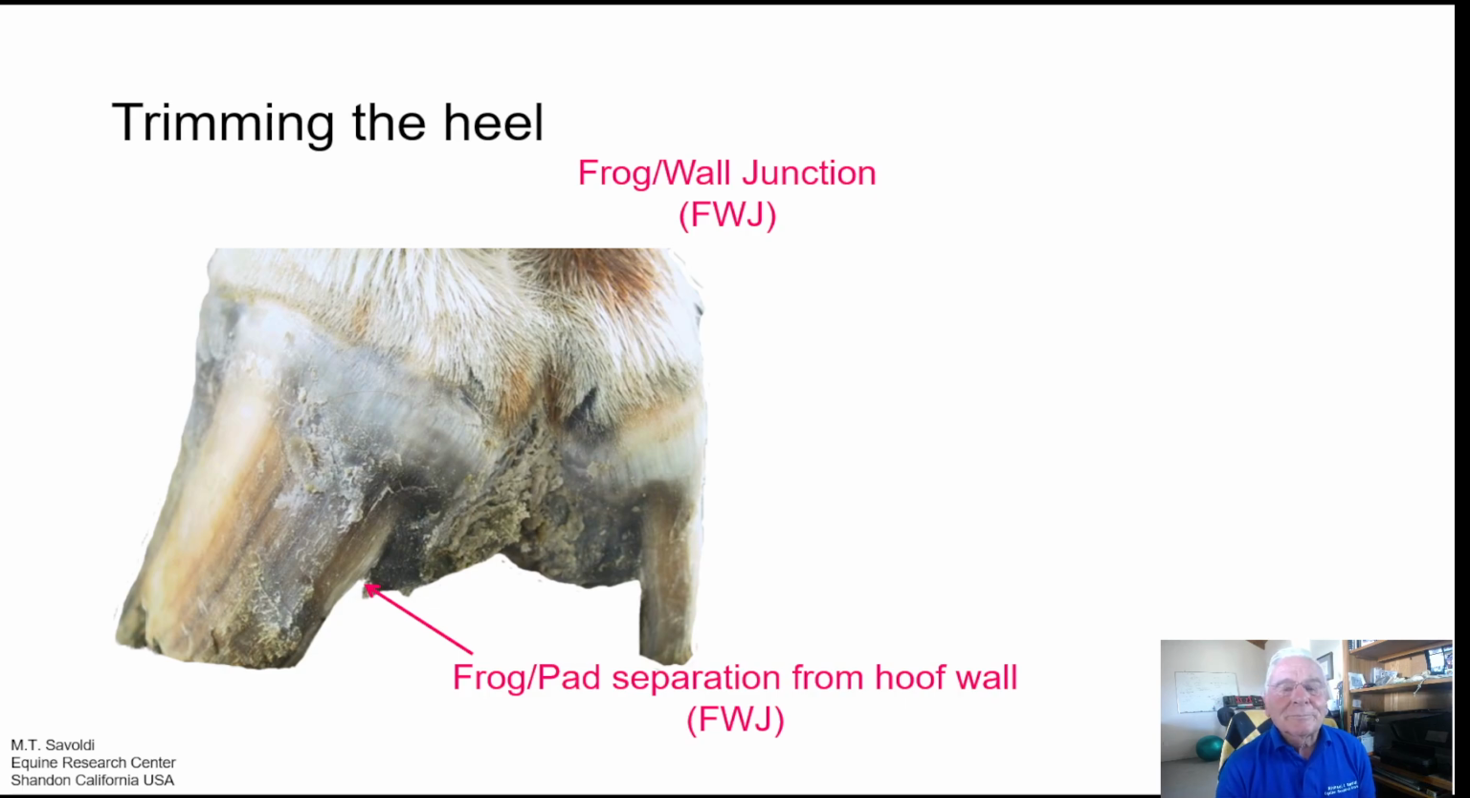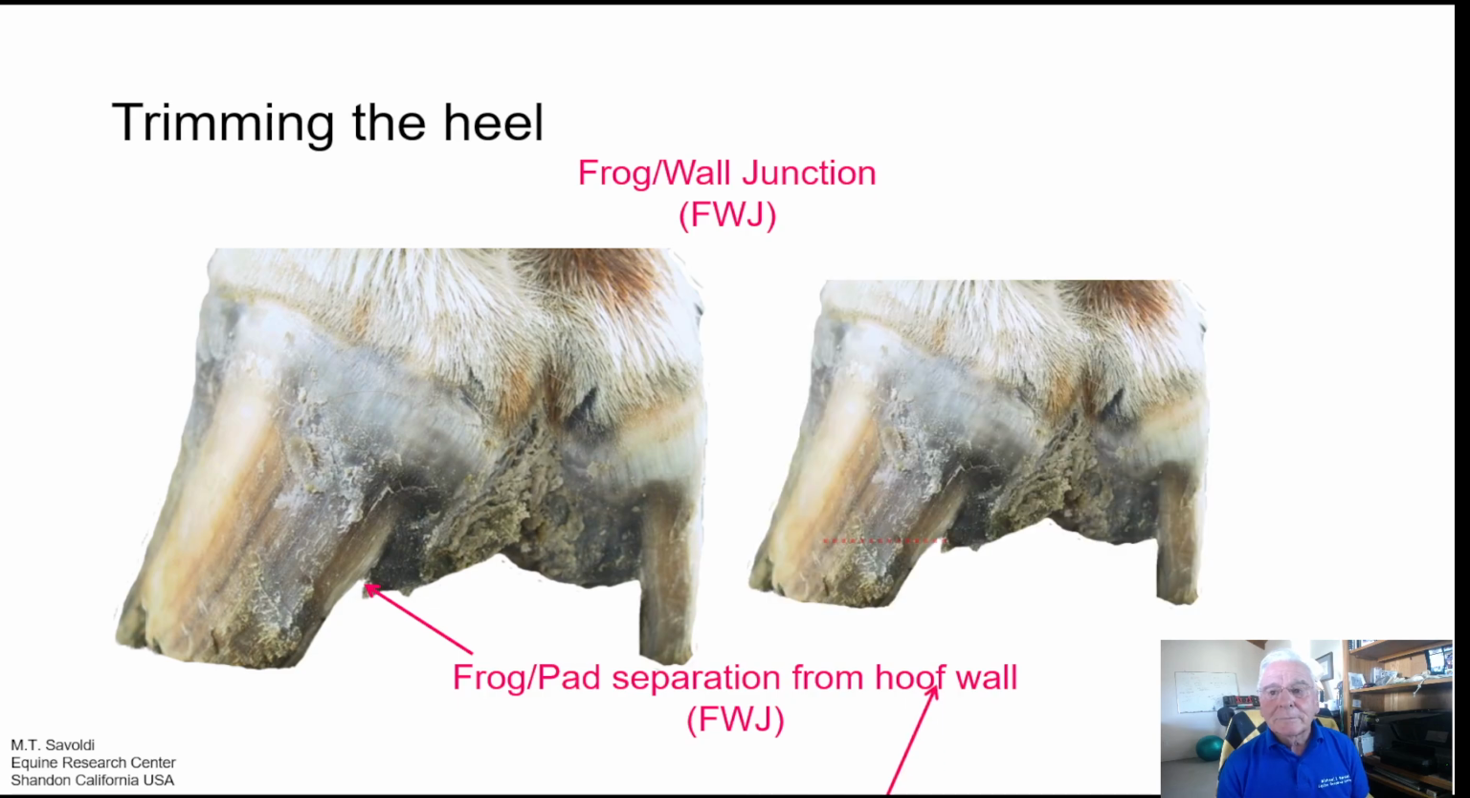Trimming the heel. Now we can introduce the frog wall junction. This is an area where the moisture is receding. It's losing its bond. It's weak. It's losing its bond, and so it's separating from the tissue. Very unique. And if we should just place a line between the true heel and additional wall.